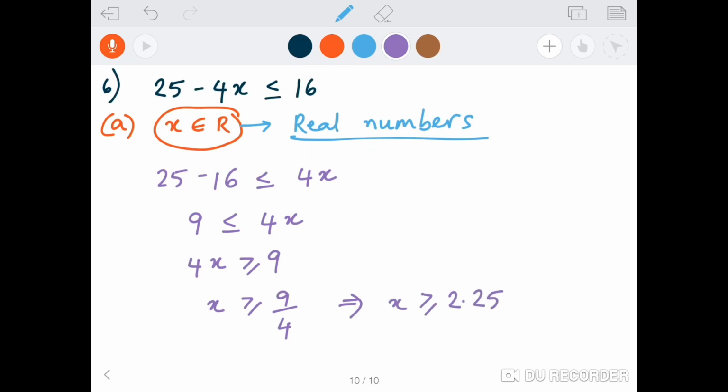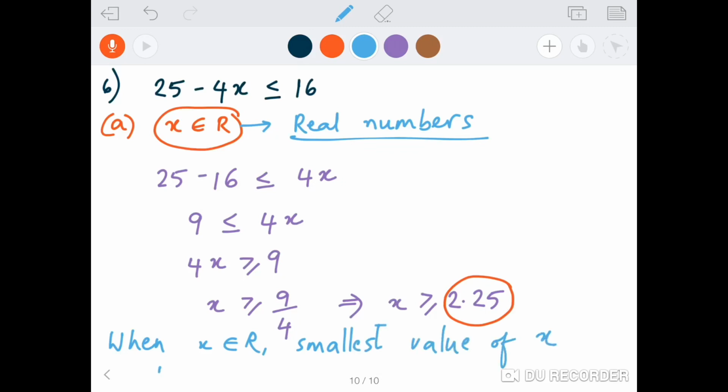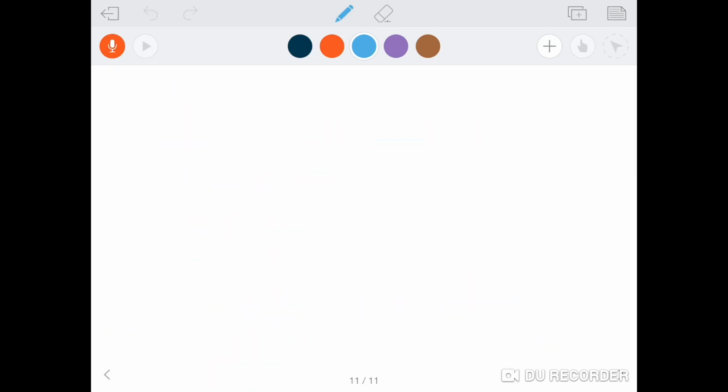Now let me just pause the video at this point and tell you that he's asking us to find the smallest value of x. If you notice, I have x is greater than or equal to 2.25 and he's told us that x belongs to R. If x is greater than or equal to 2.25, then it means that the smallest value x can take is either 2.25 or any number greater than 2.25, which ideally means the smallest number must be 2.25, right? And we know 2.25 is a real number. So when x belongs to R, the smallest value of x is going to be 2.25. All right. The largest number it can take is obviously infinity.